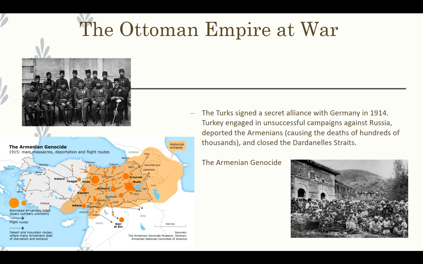Today, historians refer to this as a genocide. It is a premeditated and systematic campaign to exterminate an entire group of people. And this is the first time that that word is applied, the Armenian genocide. It has also been called the forgotten genocide, as a lot of people do not know what occurred in the Ottoman Empire during this time.